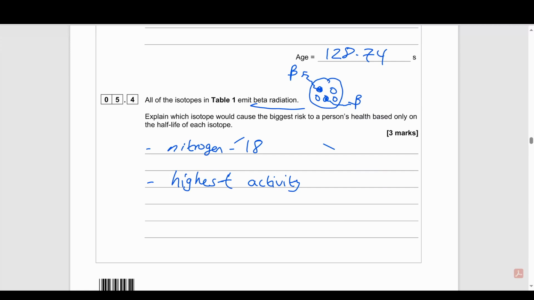Now, what's the risk to a person? Well, how does this radiation work? When it's emitted from nuclei that are unstable, it can be absorbed by a person. So what would be the problem in this case if nitrogen-18 has the highest activity? That means that it's going to have the greatest dose absorbed.